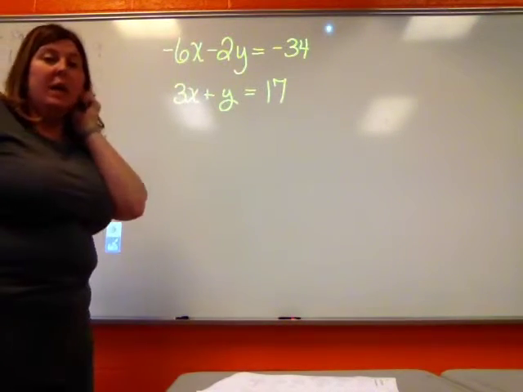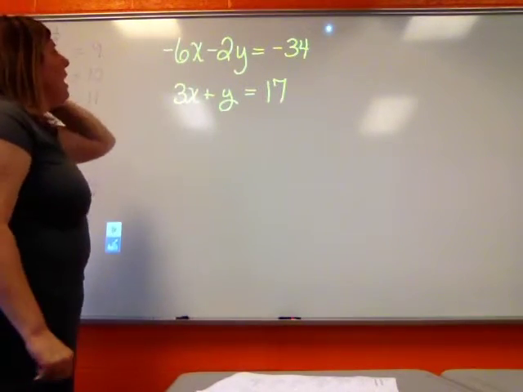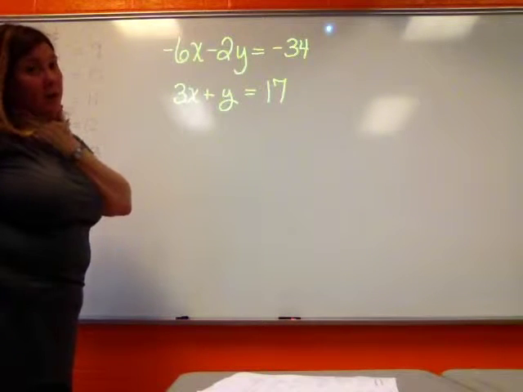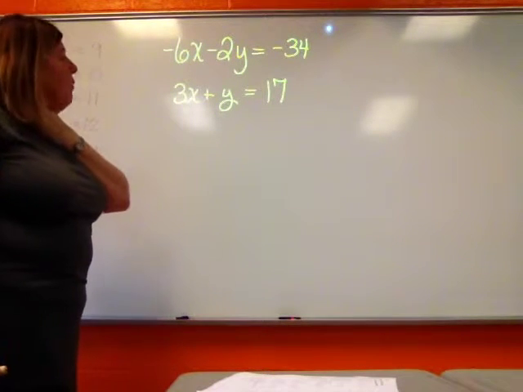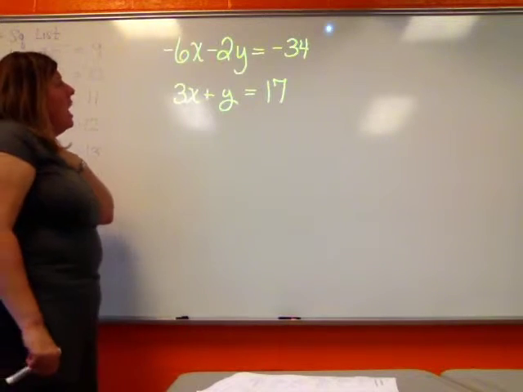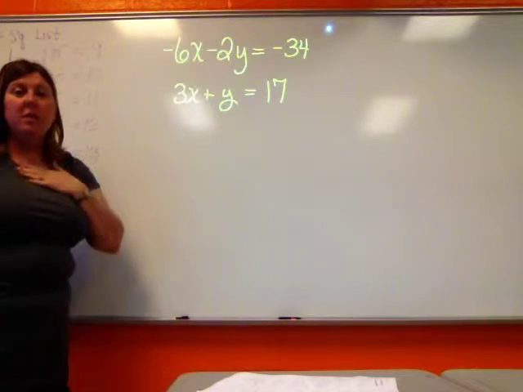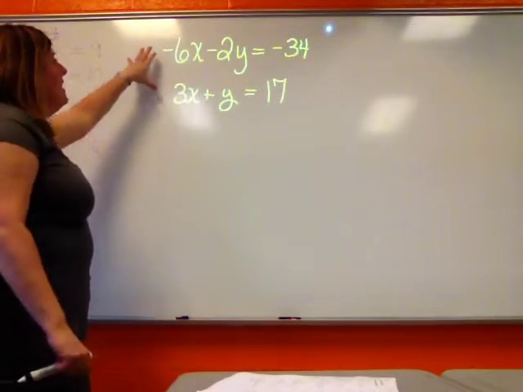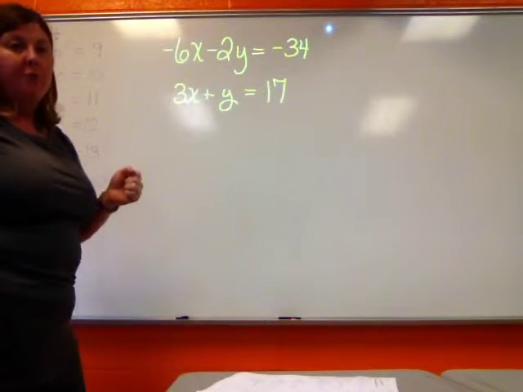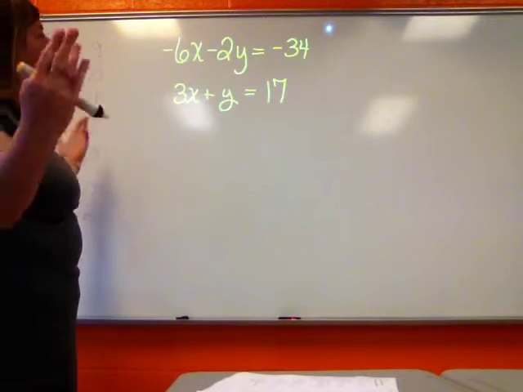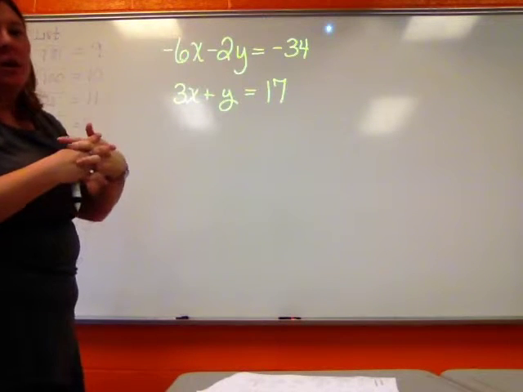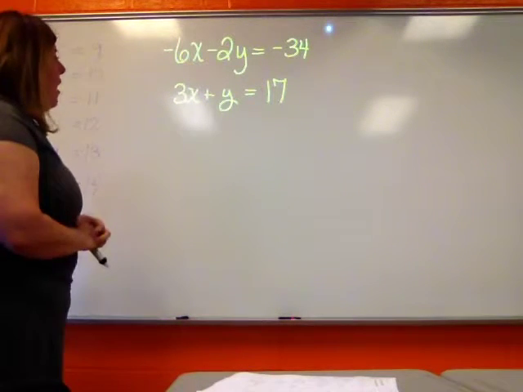So in this particular video, we're going to solve negative 6x minus 2y is equal to negative 34 and 3x plus y is equal to 17. These are a little different than some of the previous ones that you've worked because neither of these are solved for y. And so we can't just take them and set them equal to each other. It doesn't work this way.